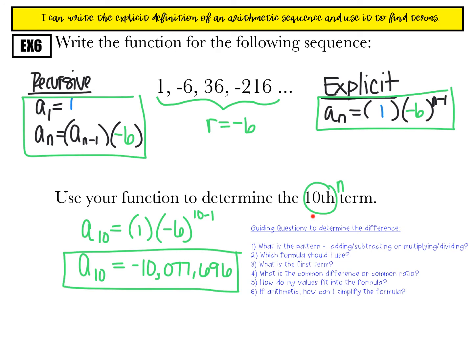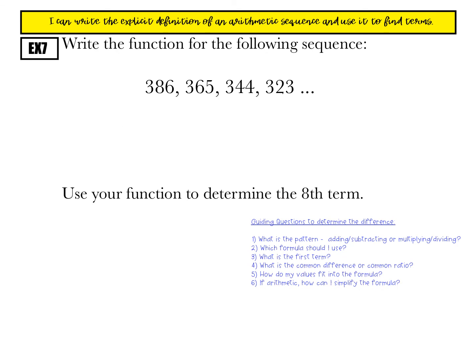So if I'm determining the 10th term, that's when n is 10. So I simply used my explicit function and I was able to get negative 10,077,696. So if this pattern continues out to 10, that's what it will be. All right, so example 7, go ahead and pause the video and try this one.